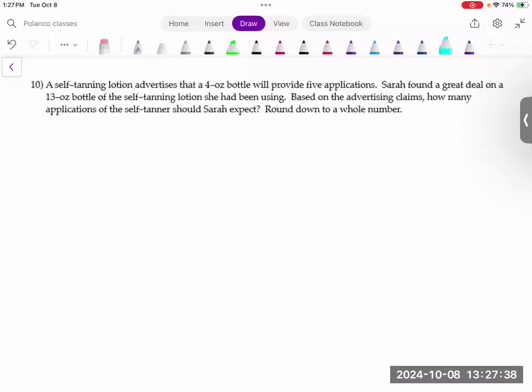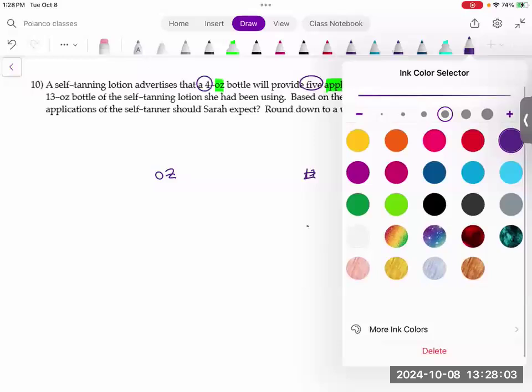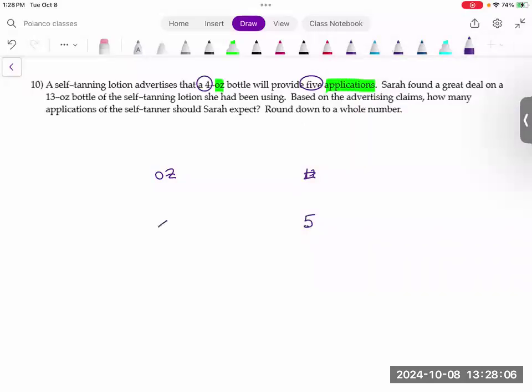Okay, so again, this is a proportion question. So what we got here, we need to figure out the units. So what are the units? Ounces and how many applications, right? Okay, so you're gonna put the ounces here and number of applications in here, right? So the first two, 4 goes with 5 applications. So you can do 5 here and 4 in here, and you link them together, correct? And then you have 13 ounces. So 13 under the ounces, you link it to a variable x, correct?